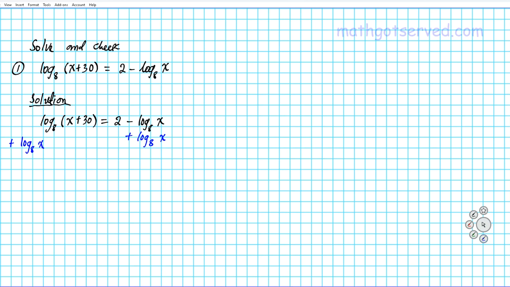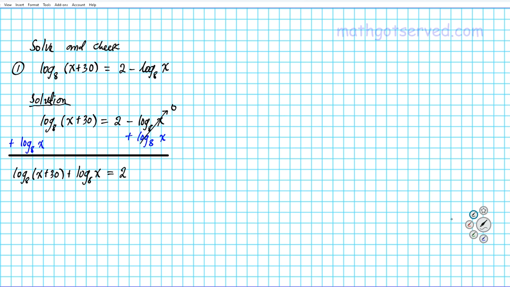Now, when we do that, on the left side, since the logarithmic arguments are different, they're unlike terms, we'll be left with log base 8 of x plus 30 plus log base 8 of x, and that will be equal to 2. These two add up to 0. So now what we just did is the collect step.